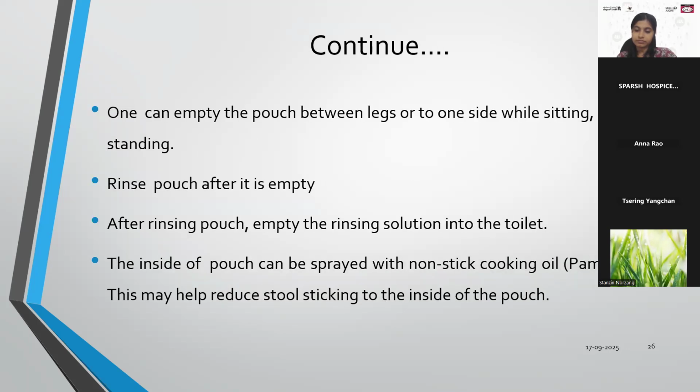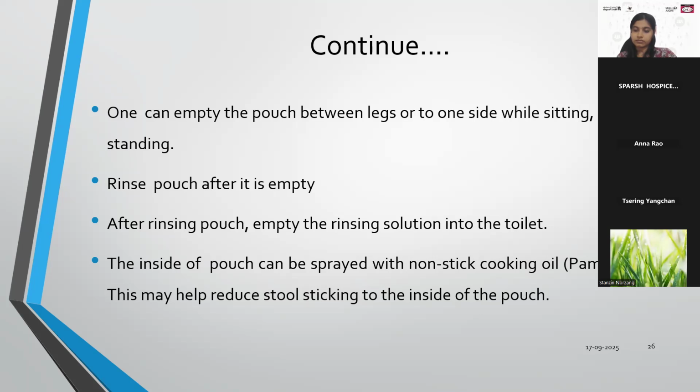Next slide. One can empty pouch between legs also, in sitting position also, in the case of European commode. Then once the pouch is removed and emptied, it should be rinsed nicely. After rinsing, empty the rinsing solution into the toilet. They can rinse 2-3 times, so that the pouch becomes nicely clean.